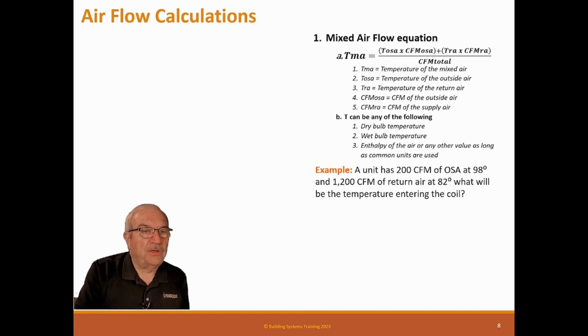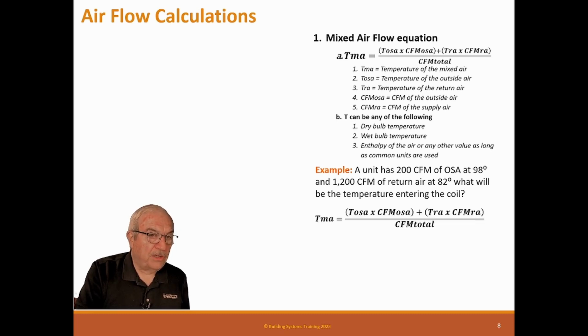So if a unit has 200 CFM of outside air at 98 degrees and 1200 CFM of return air at 82 degrees, what will be the temperature entering the coil? So this formula again, and if you input those numbers, you get 98 times 200 CFM plus 82 times 1200 CFM, divided by 1400 CFM, which equals 84.29 degrees dry bulb.